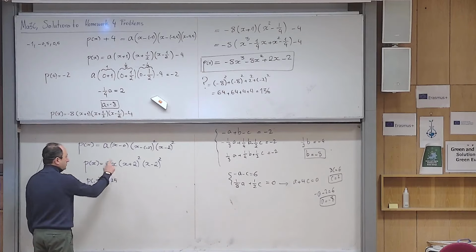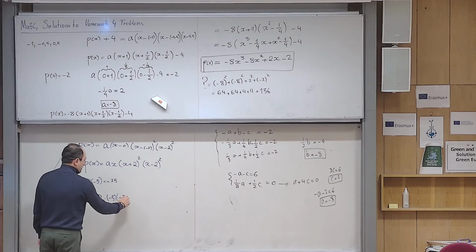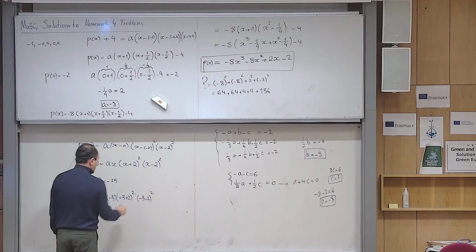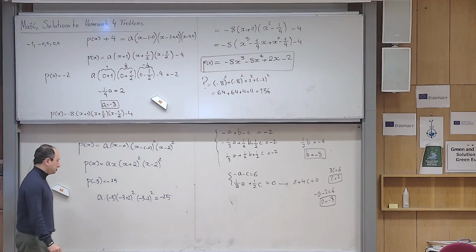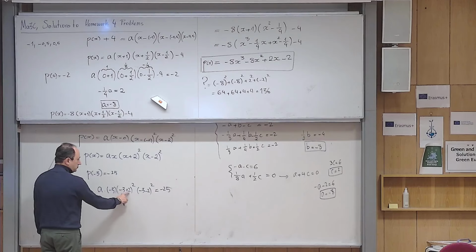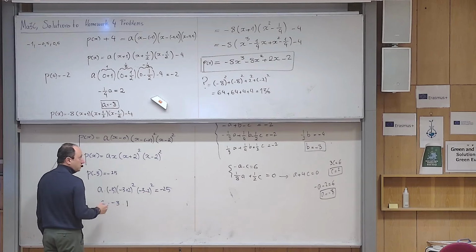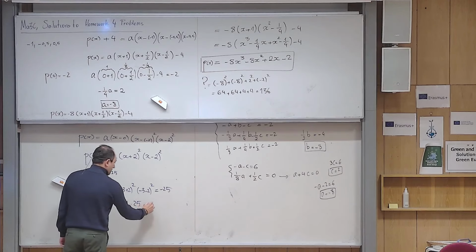I go here, replace every x with minus 3. A is there, times minus 3, times minus 3 plus 2 to the power of 2, times minus 3 minus 2 to the power of 2 is supposed to be equal to minus 25. But this is easy, yes? Minus 3 plus 2 is minus 1. Minus 1 to power 2 is just 1. This is minus 3. This is A. Minus 3 minus 2 is minus 5 to the power of 2 is positive 25. And it is equal to minus 25.